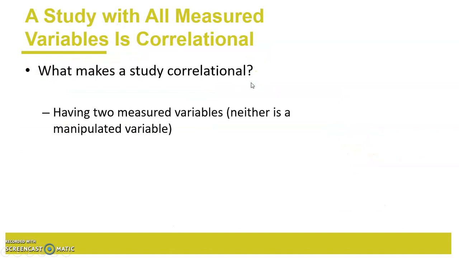Okay. One important thing to note is that when you're doing correlational research, you're studying two measured variables as opposed to manipulated variables. So you're not doing an experiment where you're actively manipulating some independent variable and then observing how the dependent variable changes as a result. You're just investigating the relationship between two variables and seeing if they're related.